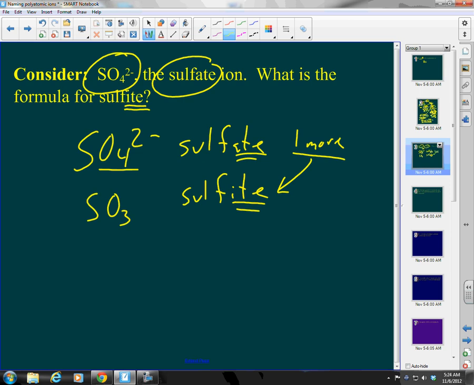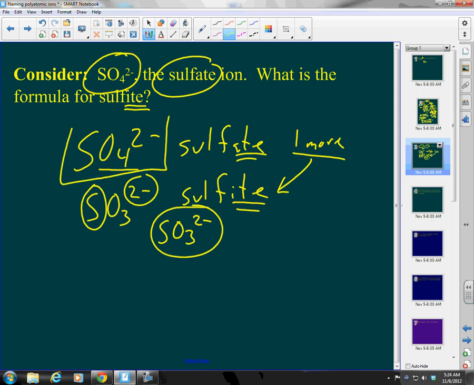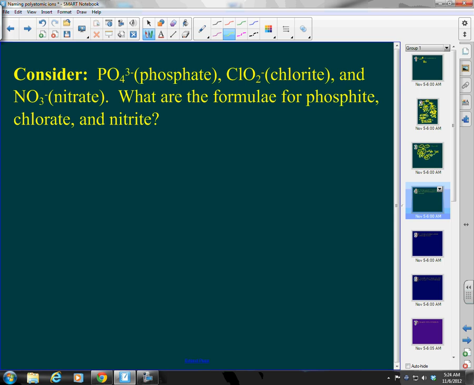And the cool thing is when I go from sulfate to sulfite, everything else stays the same. It is still a 2 minus. It is still sulfur. So sulfite is SO3 2 minus. Cool. So if you memorize sulfate, SO4 2 minus, you automatically know that sulfite is SO3 2 minus. Good.